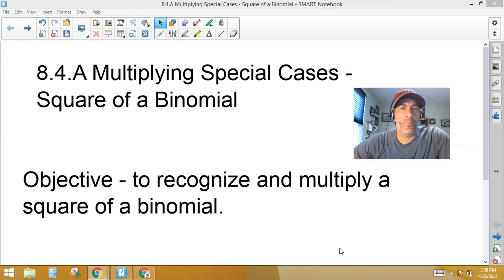Hey everyone, we're on to 8.4a, special cases. This is one of two special cases. This one is called the square of a binomial. Objective: we want to recognize and multiply a square of a binomial.